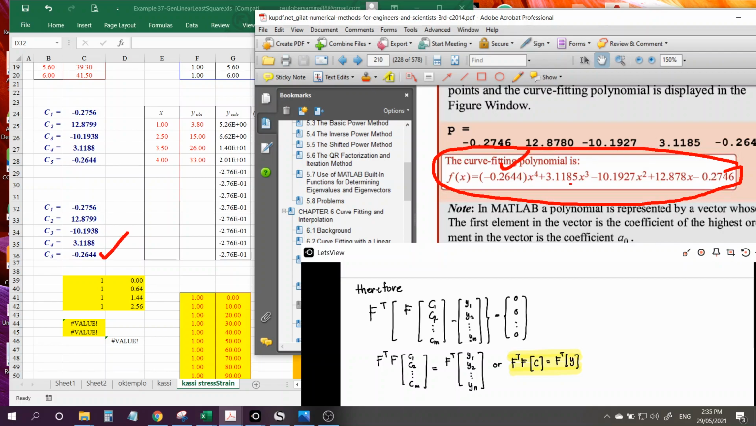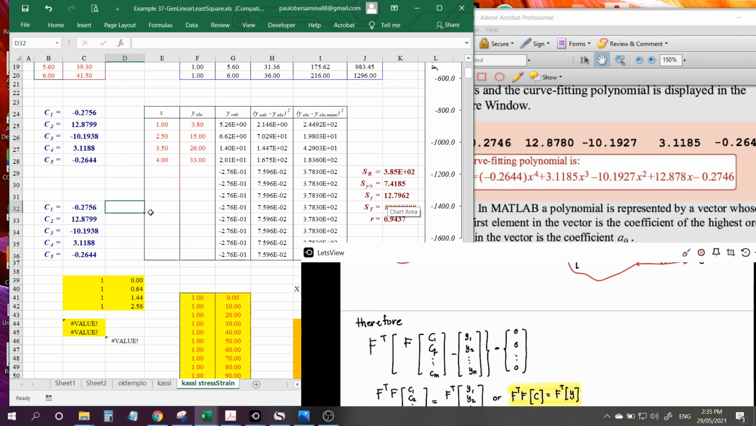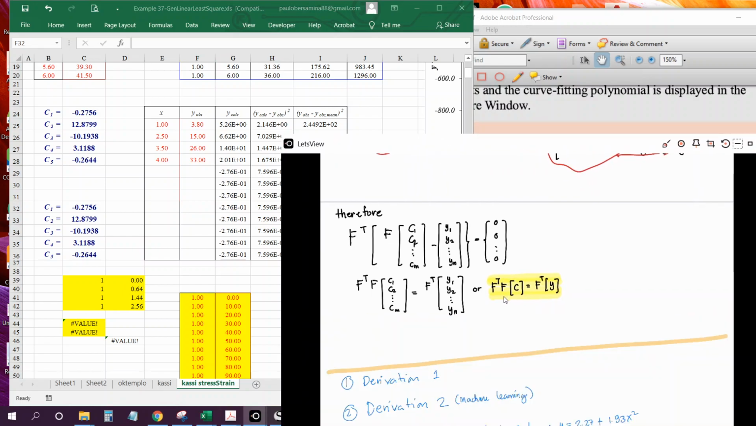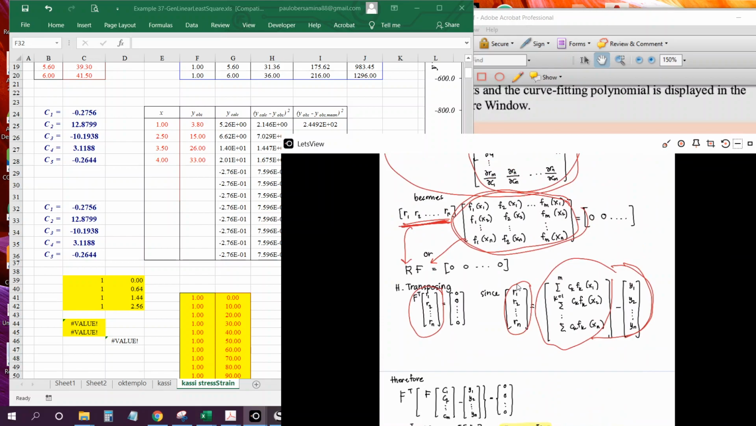0.2644, 3.1185, 3.1188, negative 10.1927, negative 10.1938, 12.878, and negative 0.2746, 2756. Okay, so that's it. That's how you implement the least squares method in a spreadsheet, which is derived using the procedure we discussed earlier.